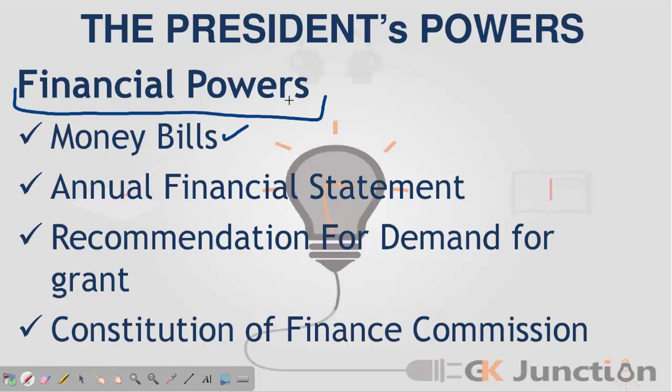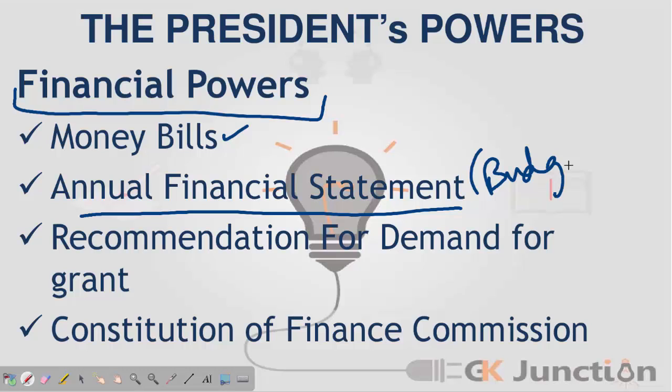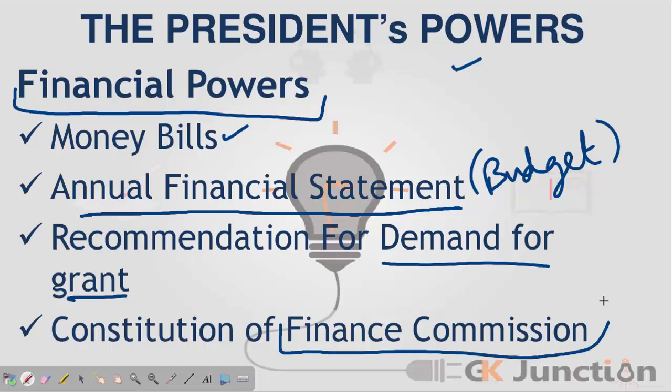All the money bills can only be introduced with the prior approval of the president. It is the power of the president that he causes the annual financial statement, or the budget, to be laid down before the parliament. The recommendations for demands for grants can only be made with the approval of the president. And of course, he constitutes the finance commission after every 5 years. The powers of the finance commission include devolution of resources of tax, the amount of money that has to be devolved to the states. It is given by the finance commission as statutory grants.